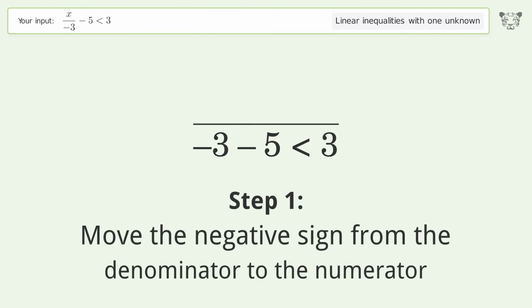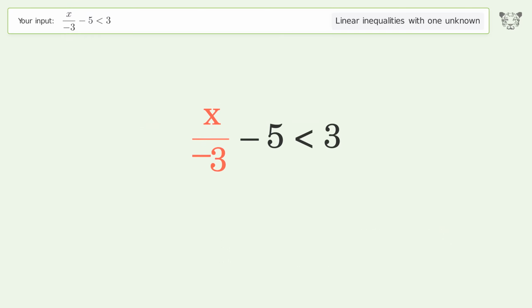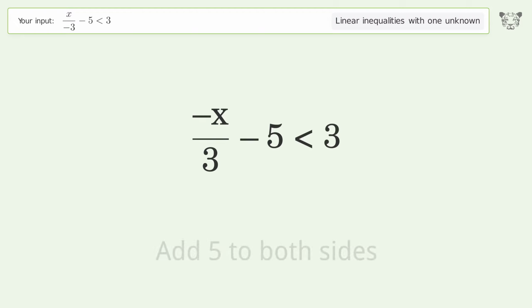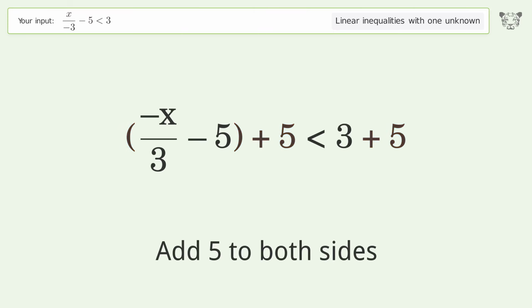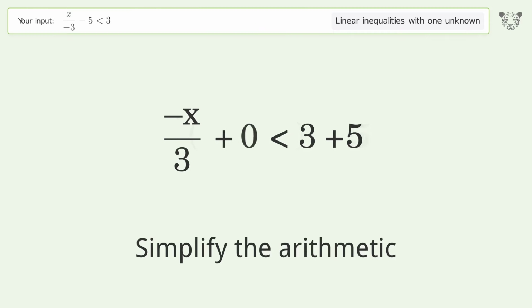Move the negative sign from the denominator to the numerator. Group all constants on the right side of the inequality. Add 5 to both sides. Simplify the arithmetic.